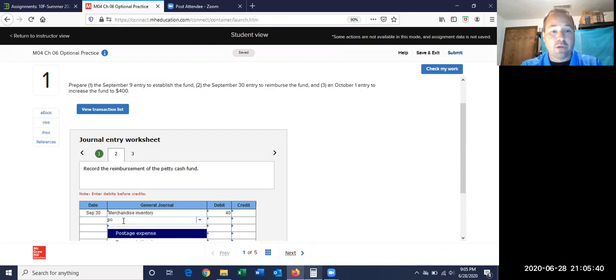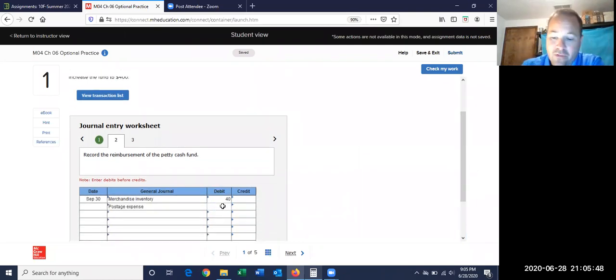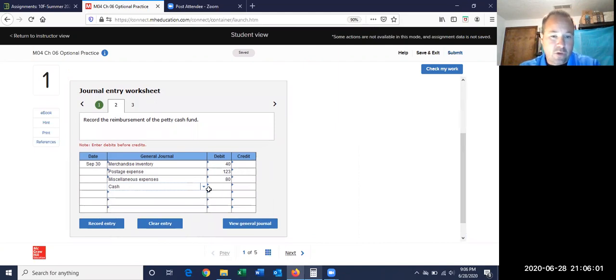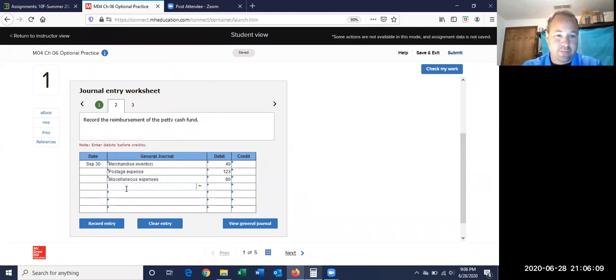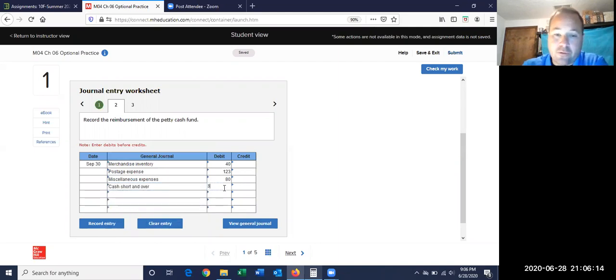The second one was a postage expense. So that was for stamps and anything else that I had to pay for to send out. So that's 123, it said. And then we had a miscellaneous expense for 80. And then the final, remember, this was a cash shortage. So I need to find my cash short and over account. Short and over for the $3, because that's an expense. I just didn't know what it went to.